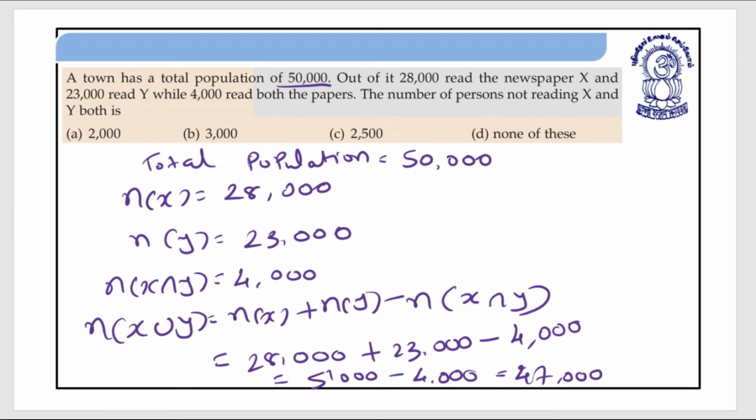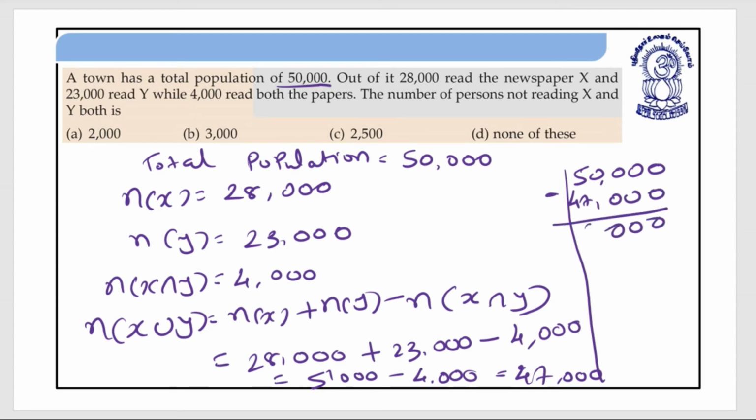So here total population is 50,000. So 50,000 minus 47,000. 50 minus 47 is equal to 3,000. So option B is the right answer.